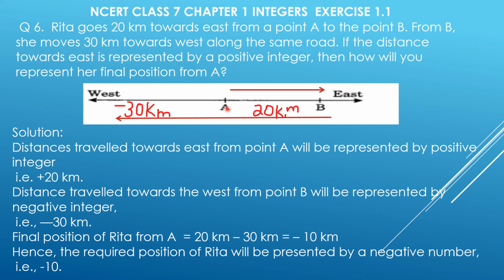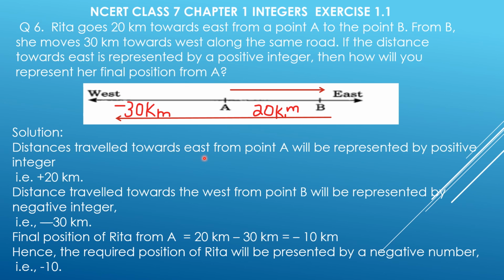A is the starting point for Rita. From point A, she has travelled 20 km towards east, that is point B, and from point B she moves 30 km towards west, that means she comes back along the same direction. If the distance towards east is represented by a positive integer, that is 20 km, then how will you represent her final position from A?